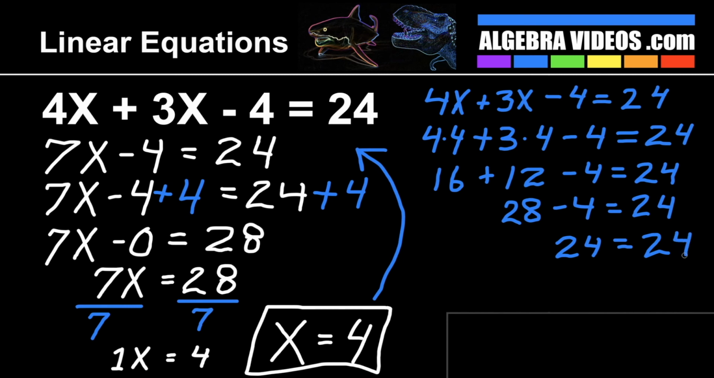And now we have 24 equals 24. So it checks out. Plugging in x equals 4 into the original equation produces two equal terms. So it checks out. So that means that our solution of x equals 4 was correct.